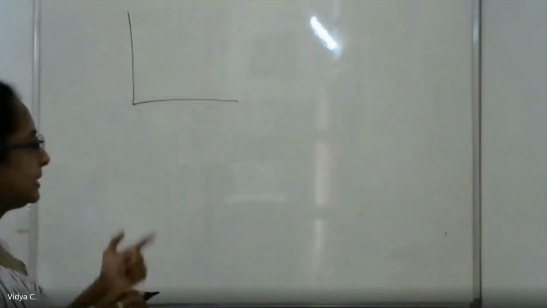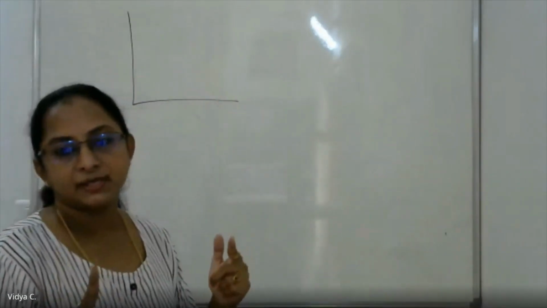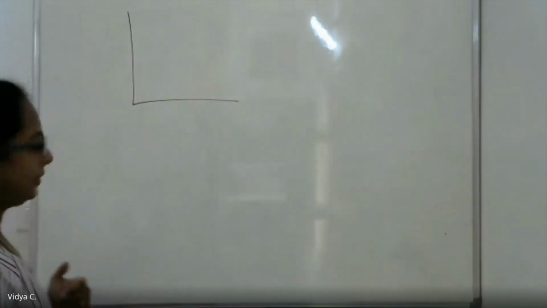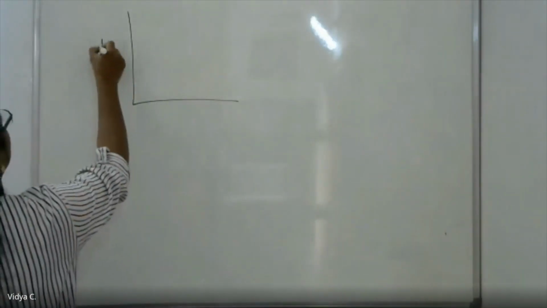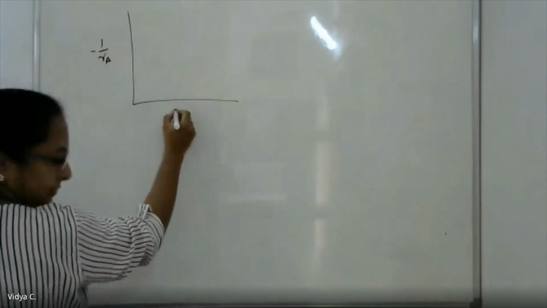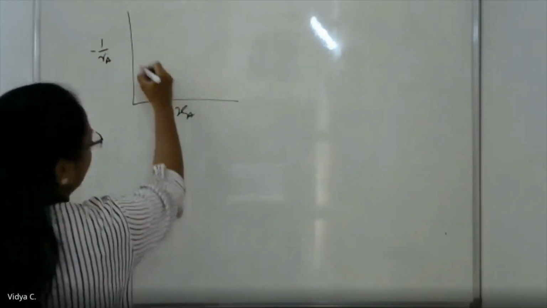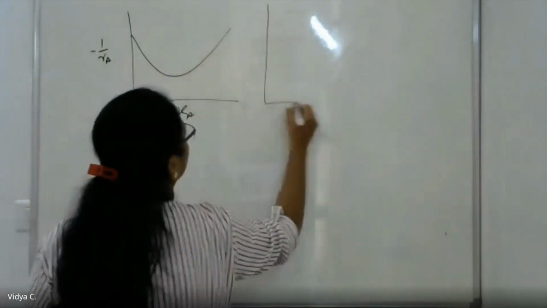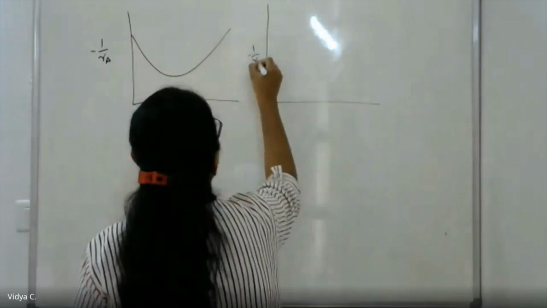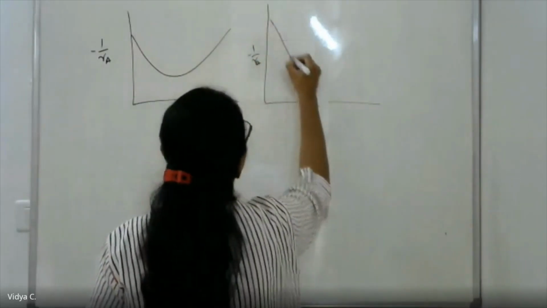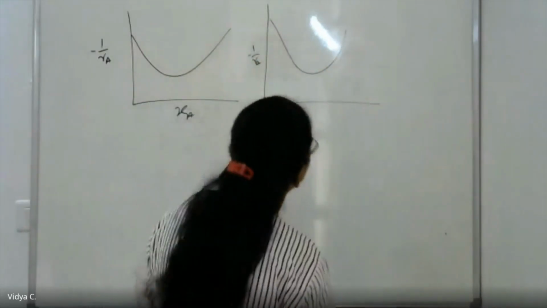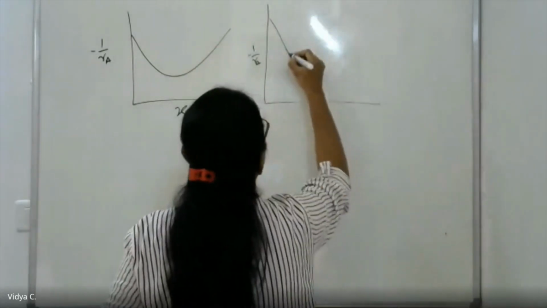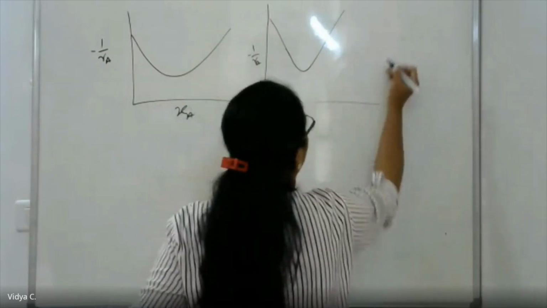Now this is the size comparison of CSTR and PFR for autocatalytic reactions. Minus 1 by RA versus XA, and the nature may be any type. Minus 1 by RA, and this is a bit steeper curve.